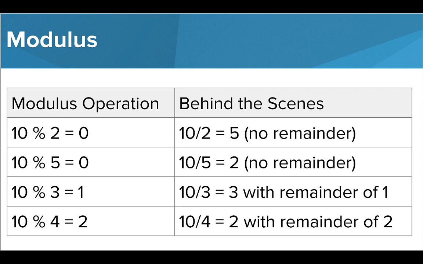For example, if I wrote 10 modulus 2, my remainder would be 0 because 10 evenly divides by 2. Similarly, if I write 10 modulus 5, my remainder is still 0. But if I write 10 modulus 3, my remainder is 1, so that will be the value given from this expression. If I wrote 10 modulus 4, I'd be left with a value of 2 because that is my remainder. We'll use this operator in a future example to practice with it further.